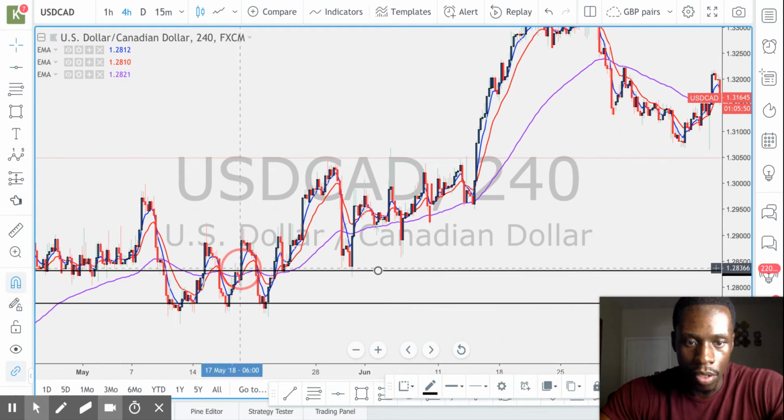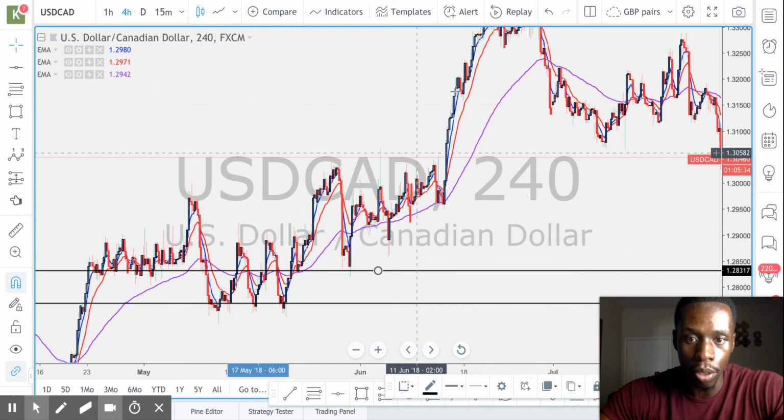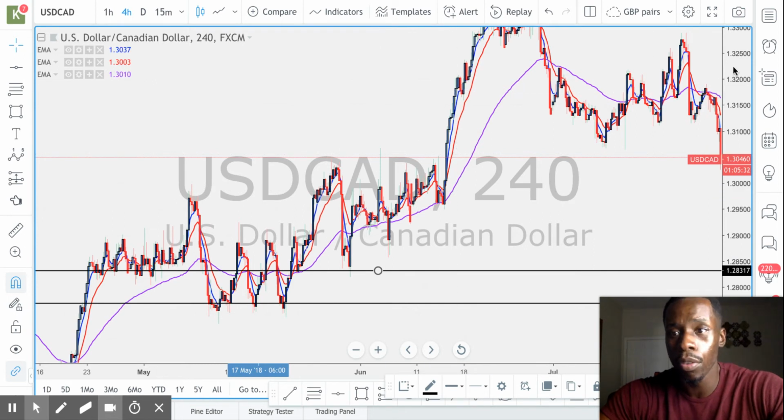After this small pullback that it had, the neckline came back, and now this is where you could have had your entry here because it made a nice pullback. Boom, on the neckline, would have entered. What did it do again? It came back on the neckline and it completely took off. So if you actually held it, you would profit really good.